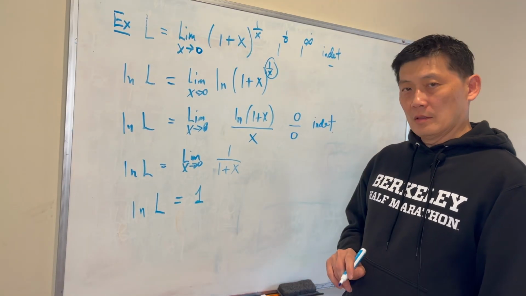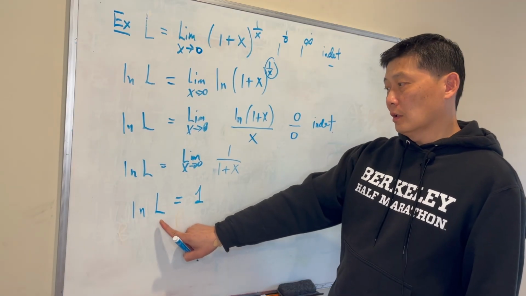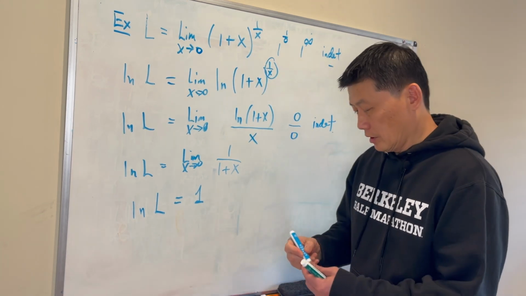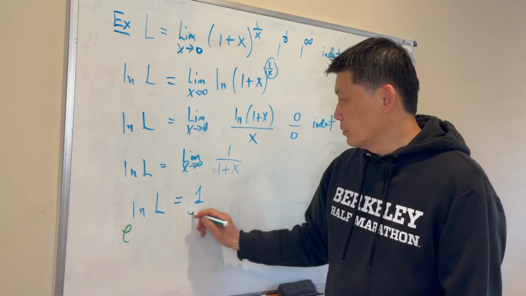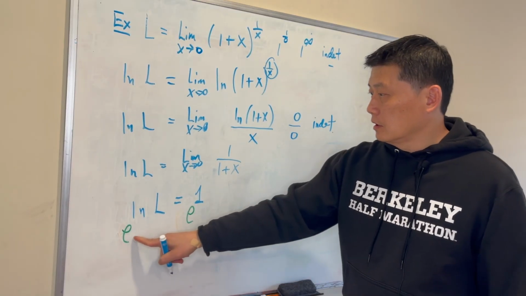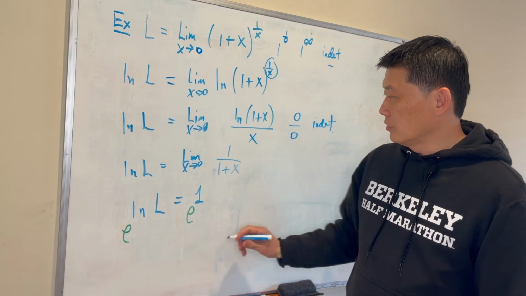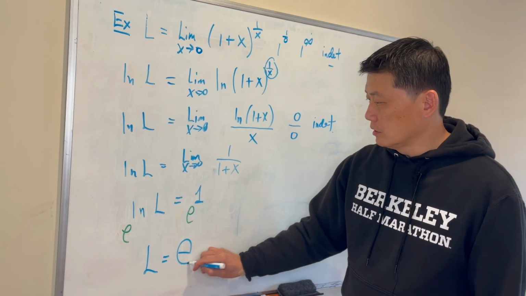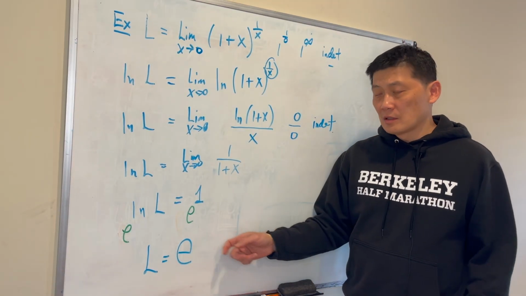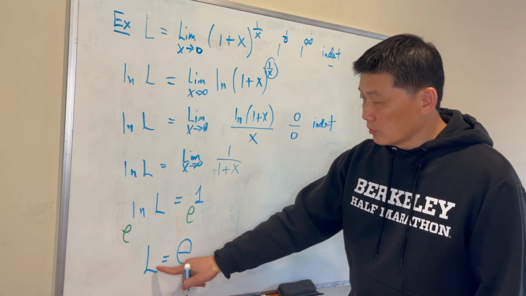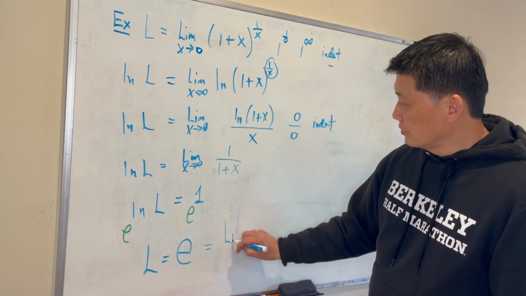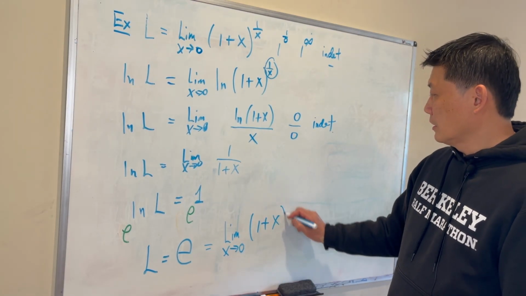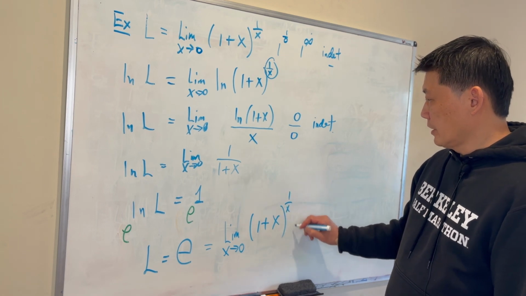Now, since we're looking for L, which is the limit of the original function, we can go ahead and take e on both sides. e to the power of ln L is just L. e to the 1 is e. So what does this mean? That means e, which is L, is this particular limit: as x approaches 0, 1 plus x to the power of 1 over x.